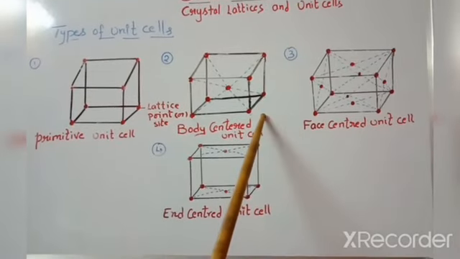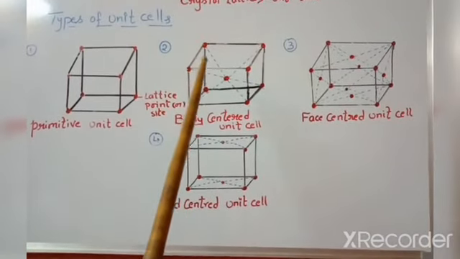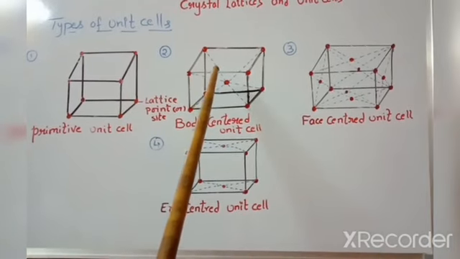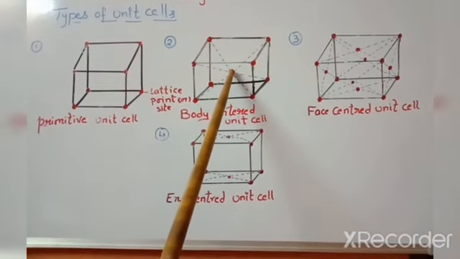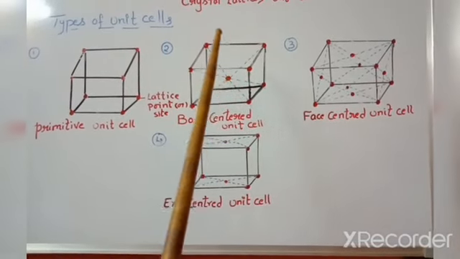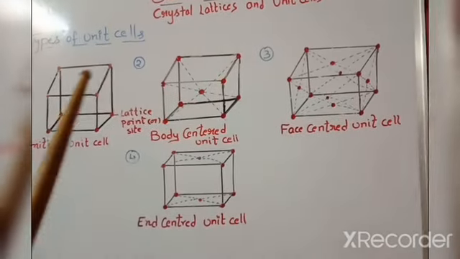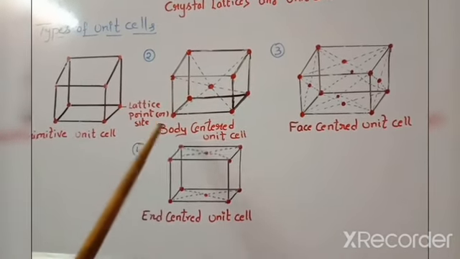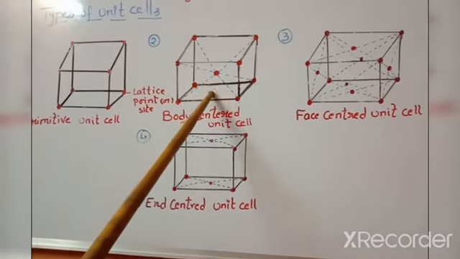First we look at the body centered unit cell. In a body centered unit cell, the unit cell contains one constituent atom, molecule or ion at its body center. This is the whole body, a cube, and inside, at the center, the particle is present. That is why it is called a body centered unit cell. Again, I am repeating: a body centered unit cell has constituent particles present at the body center as well as at the corners. That is called a body centered unit cell.